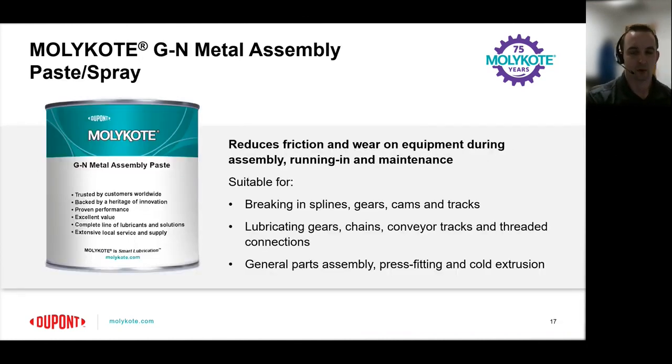So let's look at these 4 products in a bit more detail, starting with the GN metal assembly paste. This paste does an exceptional job at reducing friction, wear, and corrosion for various equipment, especially during assembly and running-in maintenance. Some applications it's suitable for include things like breaking in splines, gears, tracks, and cams. It's also great for lubricating conveyor tracks, chains, gears, and threaded connections, and fantastic for things like press fitting, cold extrusions, and general part assembly.